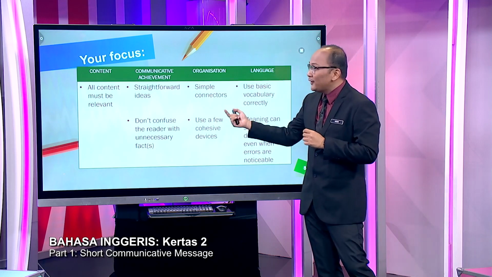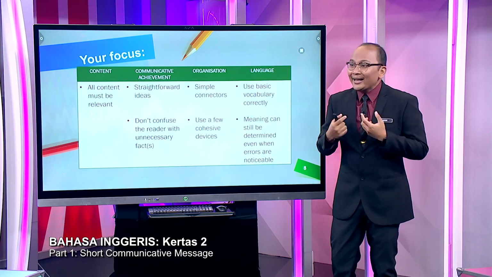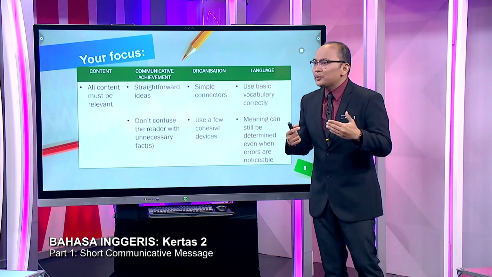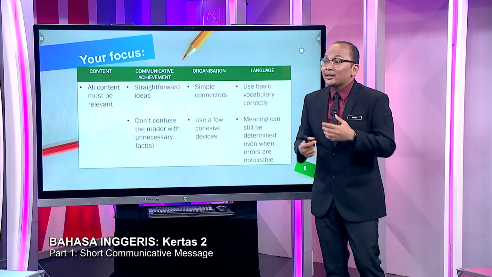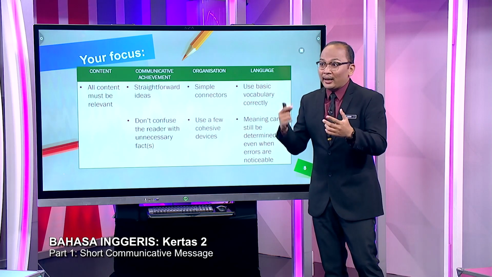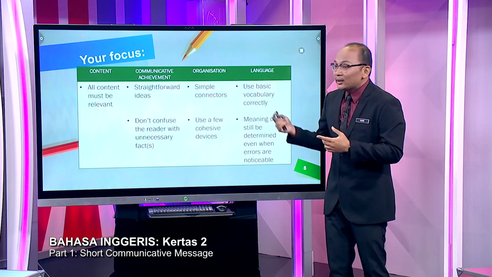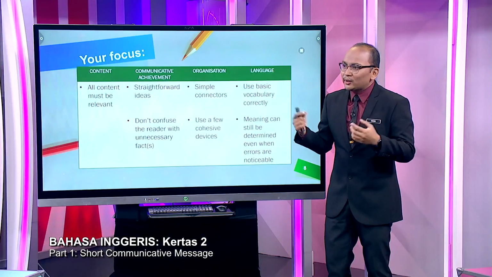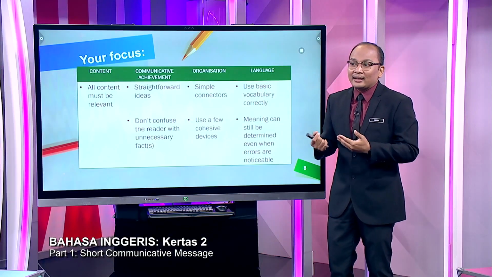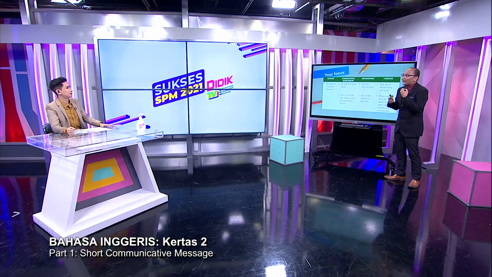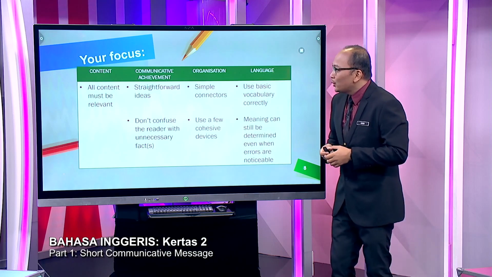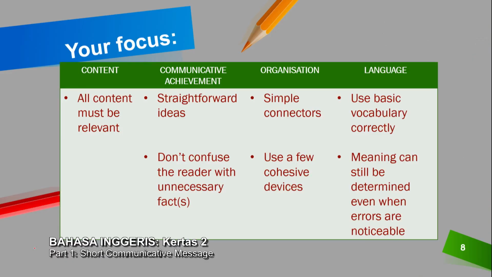And for communicative achievement, use straightforward ideas. Don't go beating around the bush or writing nonsense, because for Part 1, as I mentioned, you need to be straightforward. Do not try to elaborate so much, because that may take more time as well, which is a factor because we need to write 3 parts. And also, under communicative achievement, don't confuse the reader with unnecessary facts. The things which are unnecessary, please don't put them there, okay?